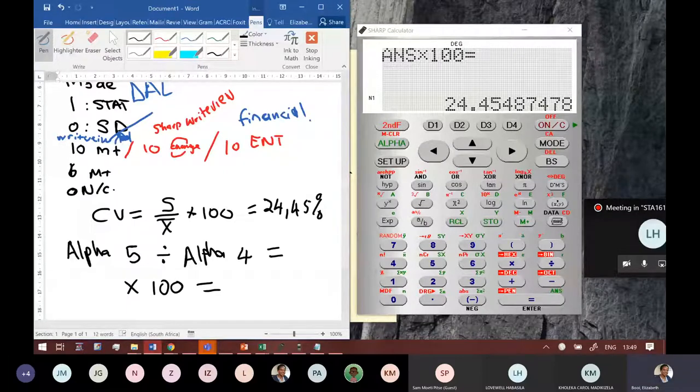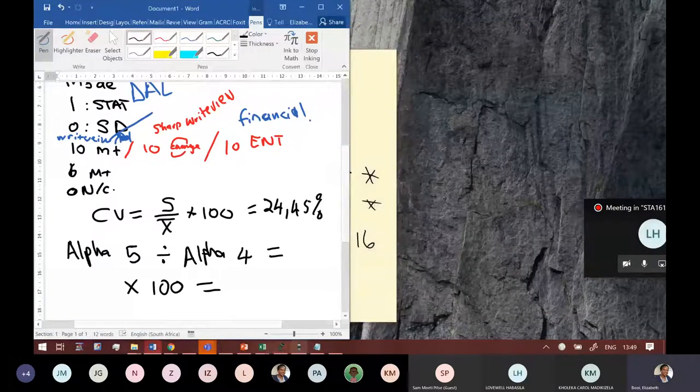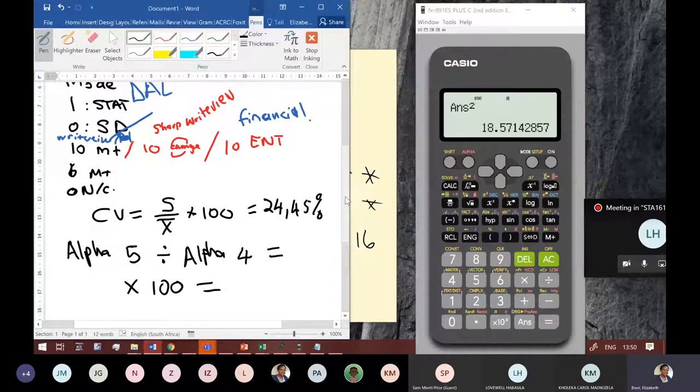Okay, so on the cashew one, we will do the same. Remember, when you are done, to answer the next question, you just press second function CA to clear your calculator from any stored value. Okay, so let's look at the cashew one. So cashew, we do the same. I need to go up to get the values.